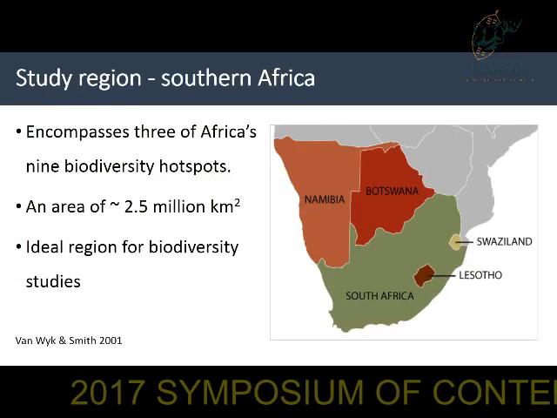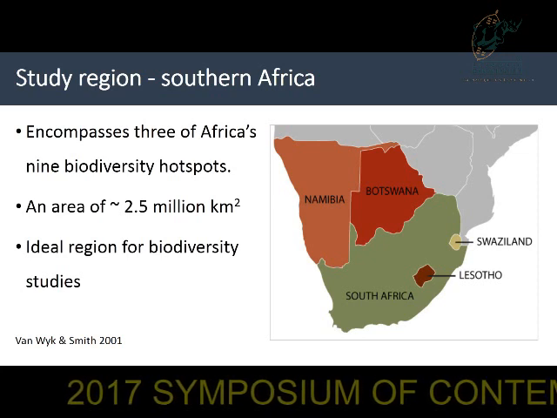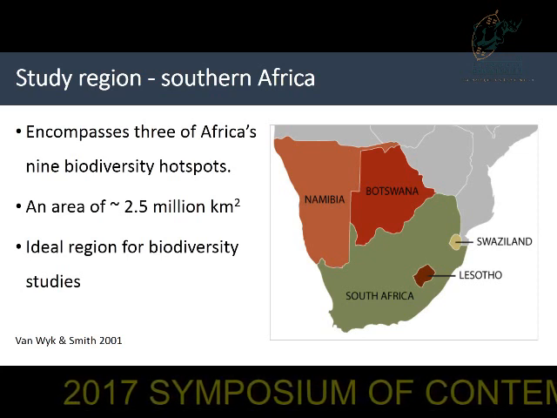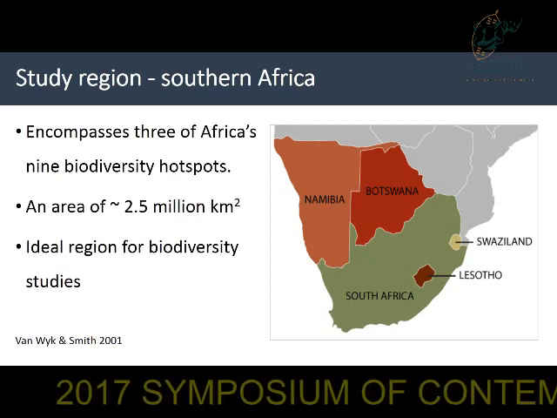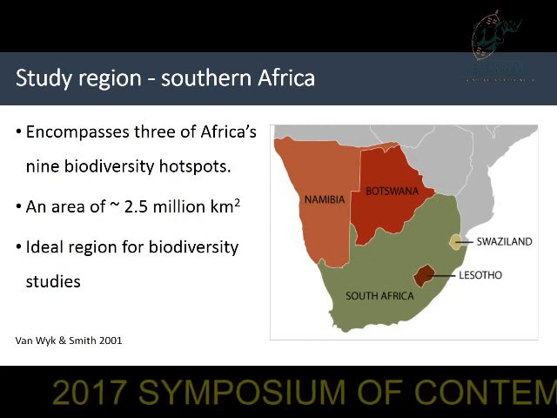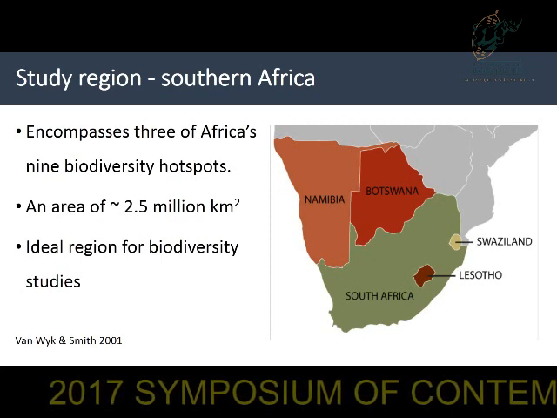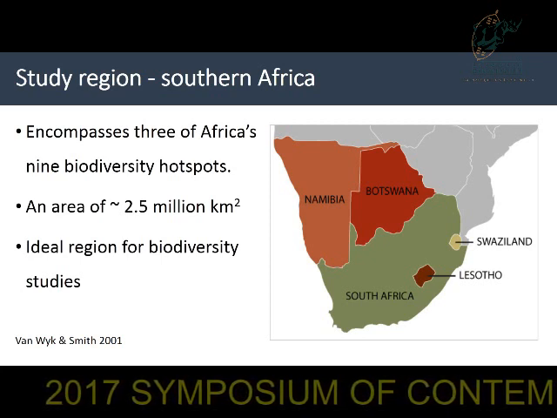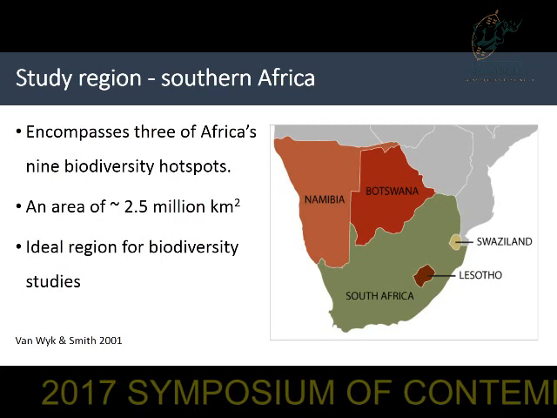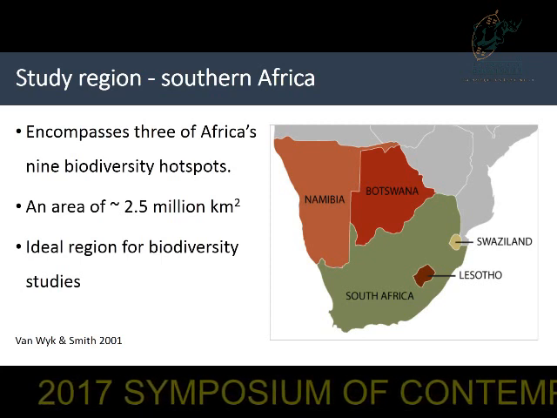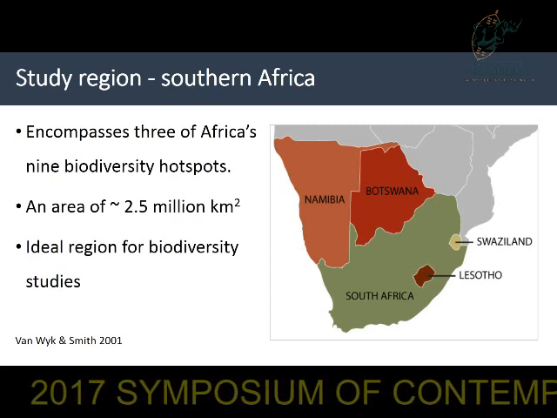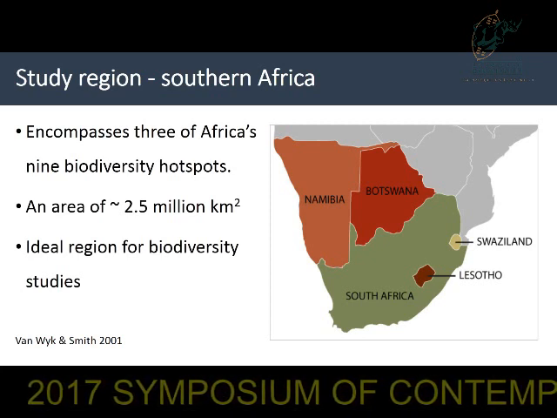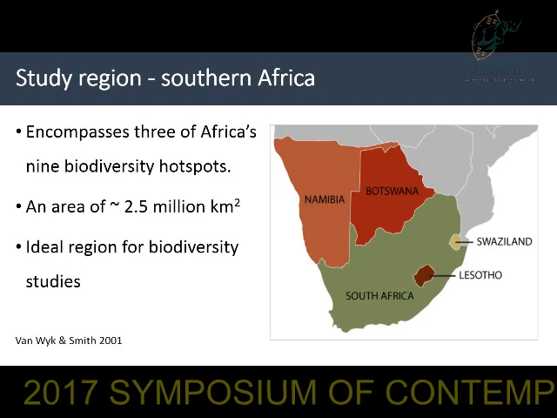The study focuses on Southern Africa, which is generally a region incorporating all countries in the southernmost part of Africa. It includes countries south of the Kunene, Zambezi, and Limpopo rivers, and is an area of about 2.5 million square kilometers. It encompasses 3 of Africa's 9 biodiversity hotspots, that's the Cape Floristic Region, Succulent Karoo, as well as the Maputaland-Pondoland one. So this area forms an ideal region for biodiversity studies.